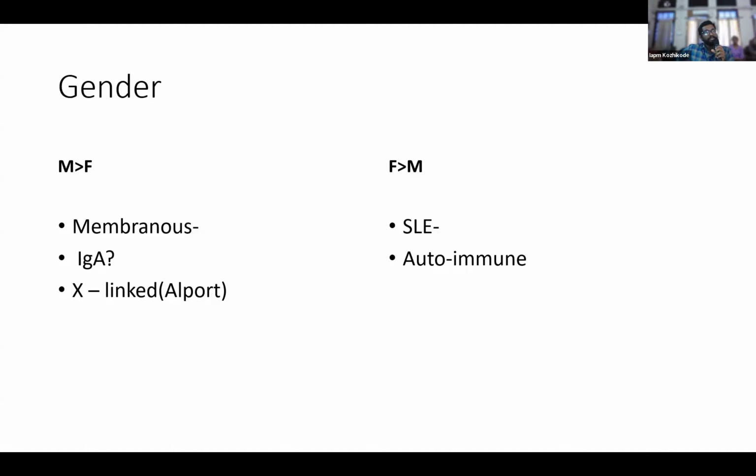Gender, there are differences regarding gender also. For example, in SLE there is a large female predominance in presentation, membranous has a male predominance, and X-linked disease like Alport is predominantly seen in male children.